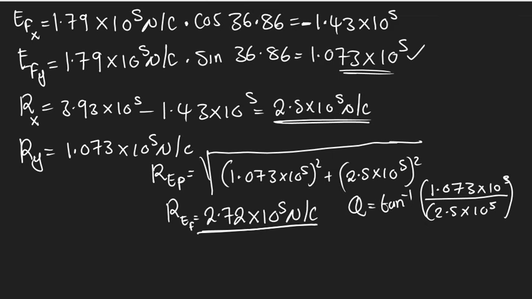Okay. So 1.073 multiplied by 10 to the power 5. Okay. Then all over 2.5 multiplied by 10 to the power 5. Okay. So to me, theta is giving me something like 89.9 degrees. Okay, that's what I'm getting. That's what I am getting for this particular question.